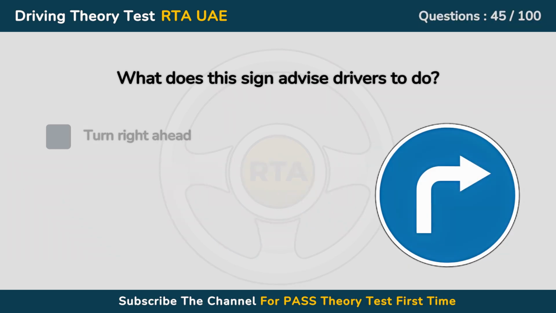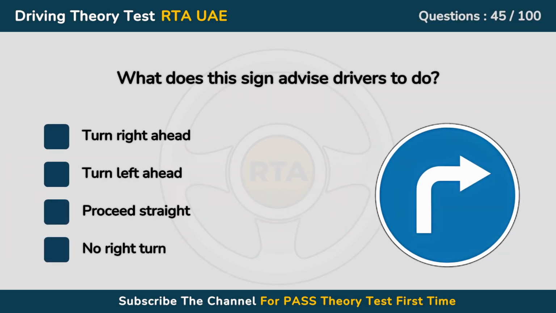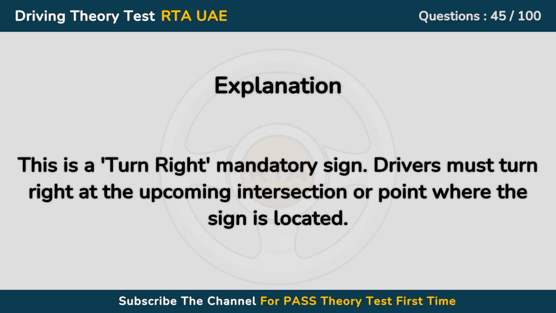Question 45. What does this sign advise drivers to do? A. Turn right ahead. B. Turn left ahead. C. Proceed straight. D. No right turn. Answers is A. Turn right ahead. This is a turn right mandatory sign. Drivers must turn right at the upcoming intersection or point where the sign is.